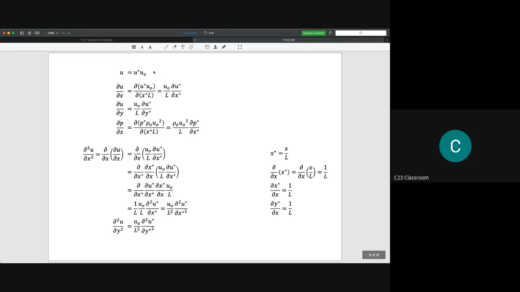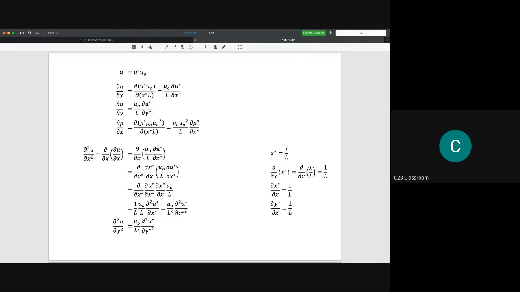For example, for du dx, we just substitute the value of u here, and we substitute the value of x in terms of the dimensionless parameter, and then we have this one. This is for du dx, and this is also for du dy. And dp dx can also be done by substituting the value, and you will get this one. Now you can see that we have del u star, del x star, and so on and so forth.